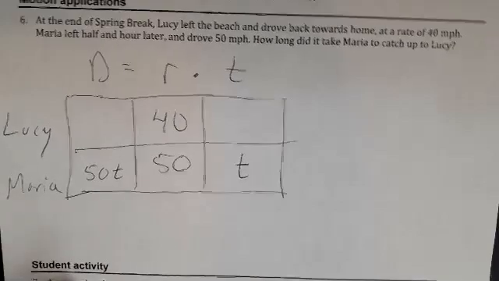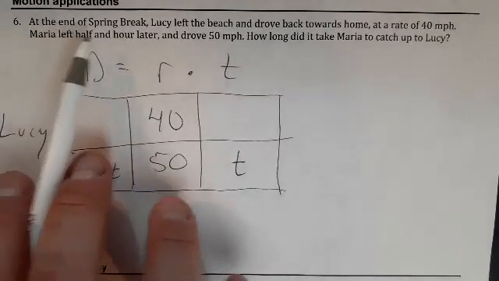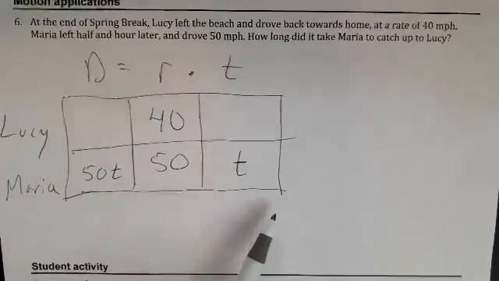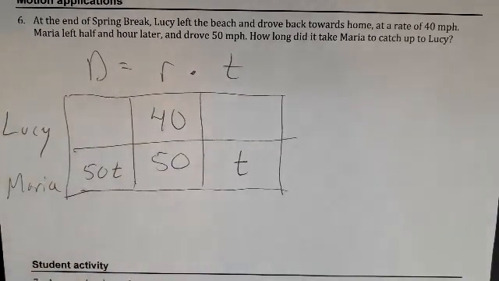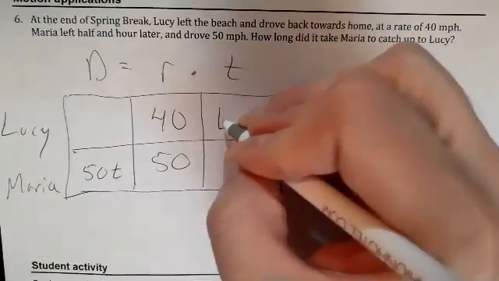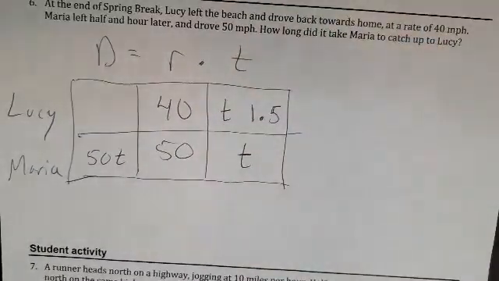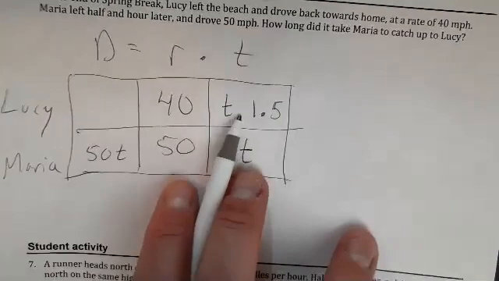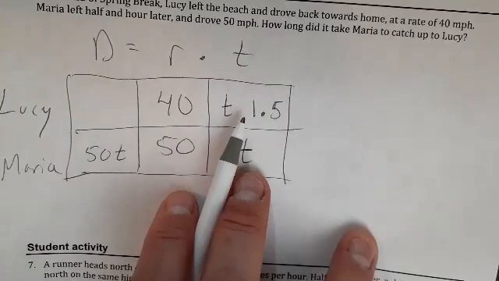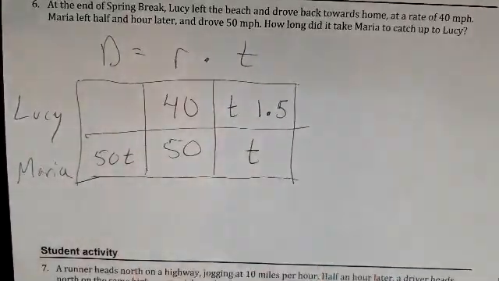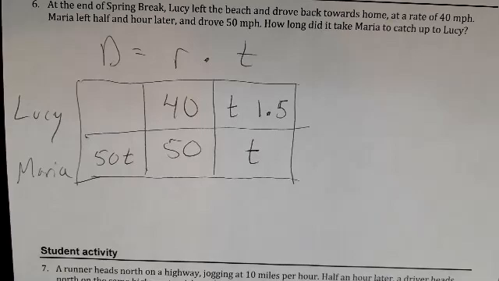Now we want to step back. Maria left half an hour later, so she left half an hour later than Lucy. So if we think about how long Lucy was there, I'll give you to account for that time. I need to put a sign, and I'll give you a hint. It's either plus or minus, and I want you to really think about this. Is it going to be plus or minus? Was Lucy on the road for more time or less time than Maria? I think that is what the question is.